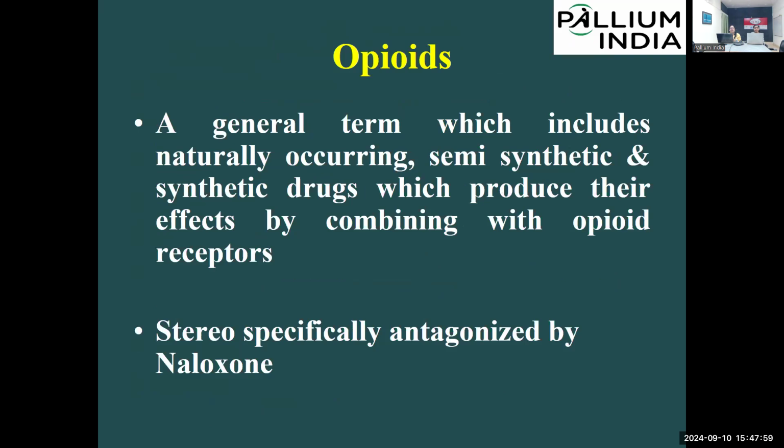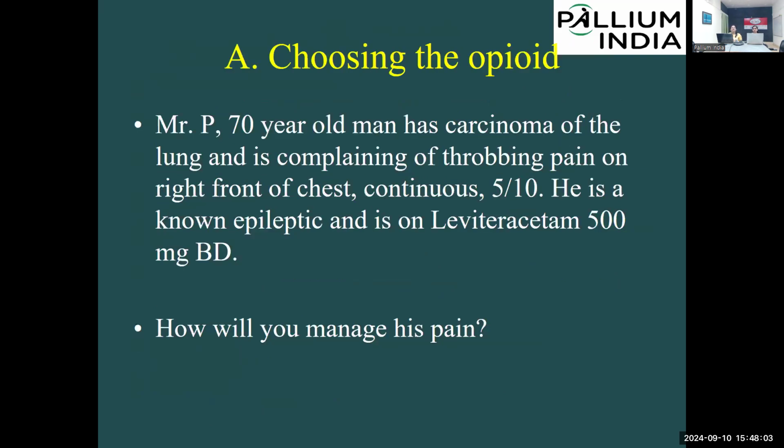Okay. So now, we have a patient, a 70-year-old man with carcinoma of lung who has a throbbing pain on the right front of the chest, which is continuous in nature with a severity of 5/10. He is a non-epileptic and he is on levetiracetam 500 milligram twice daily. What would be the right choice of opioid for this patient?